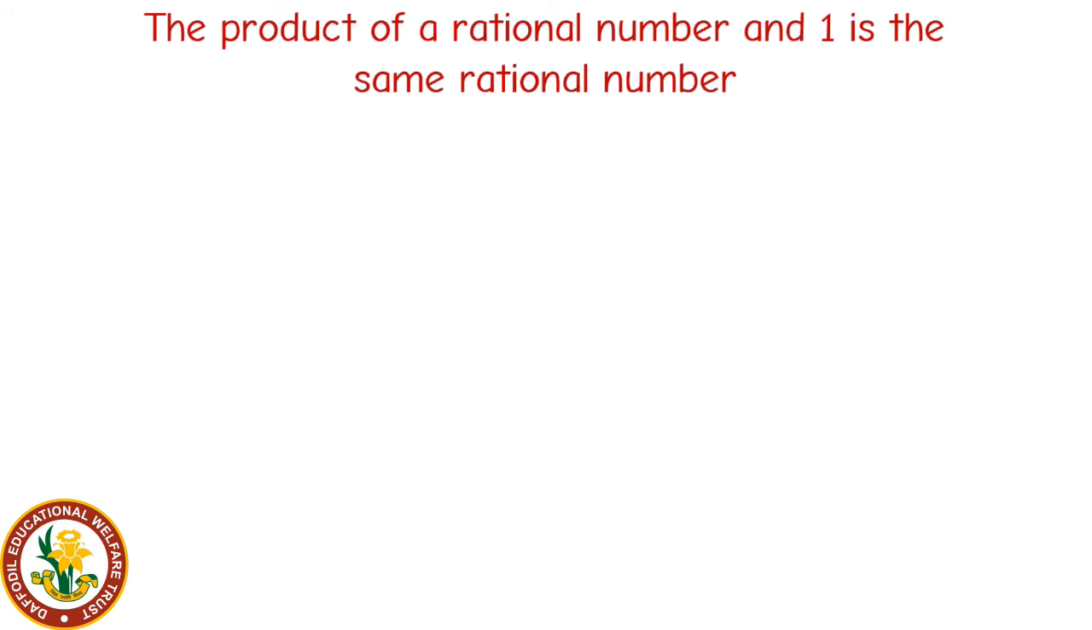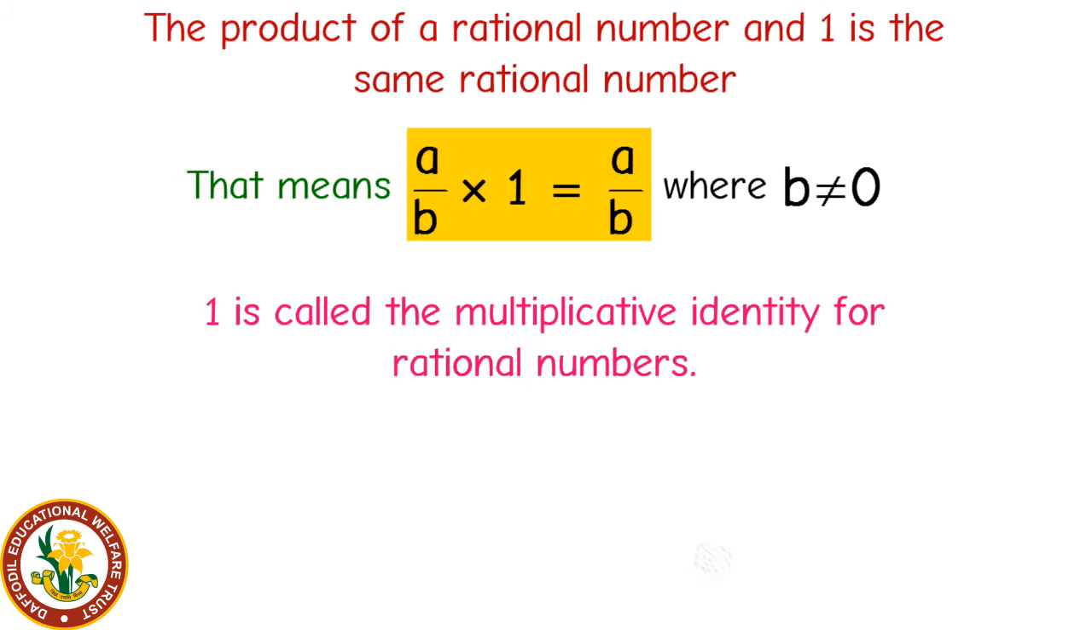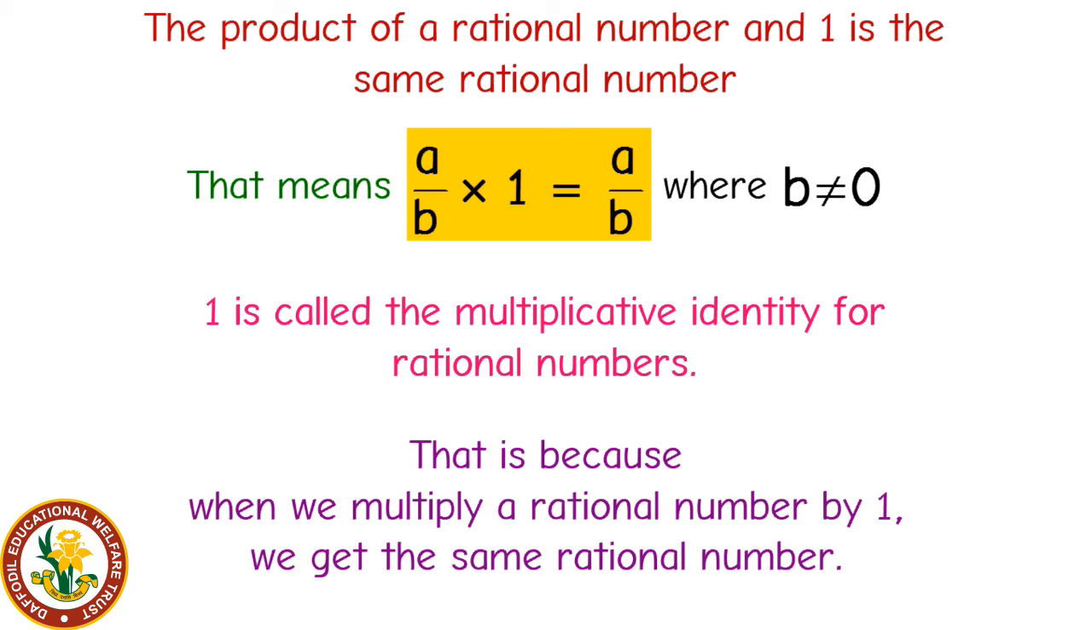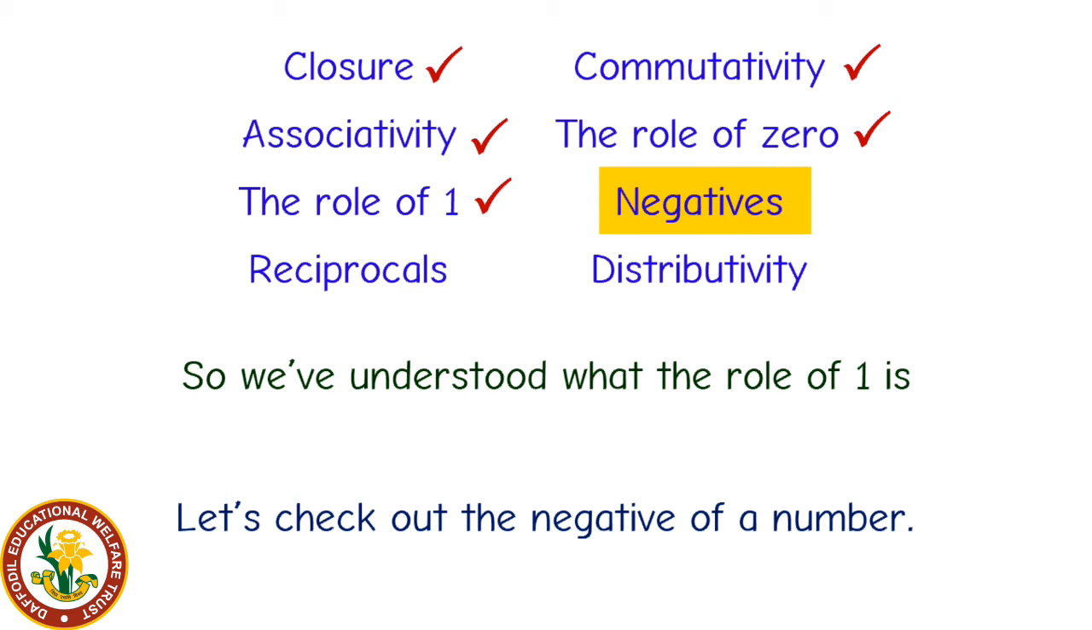The product of a rational number and 1 is the same rational number. That means a upon b multiplied by 1 is equal to a upon b, where b is not equal to 0. 1 is called the multiplicative identity for rational numbers. That is because when we multiply a rational number by 1, we get the same rational number. So, we've understood what the role of 1 is. Let's check out the negative of a number.